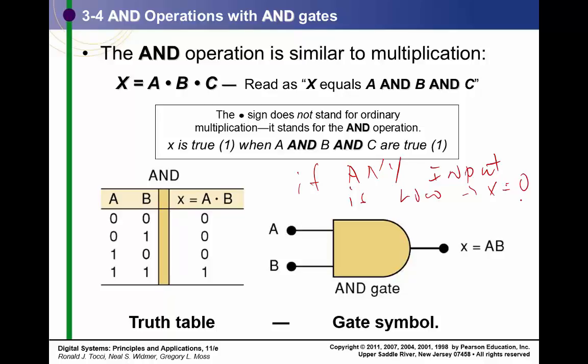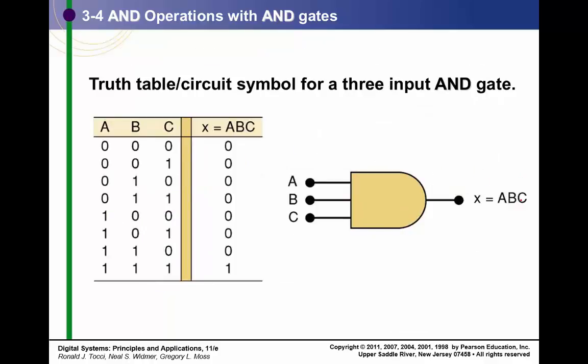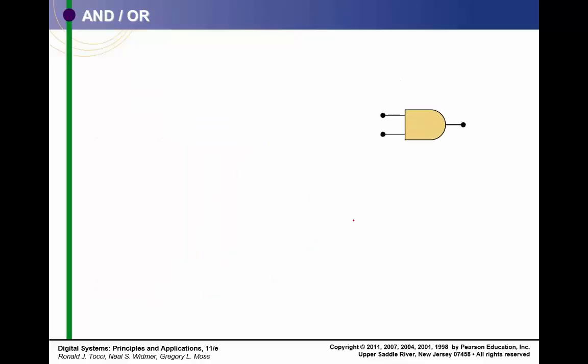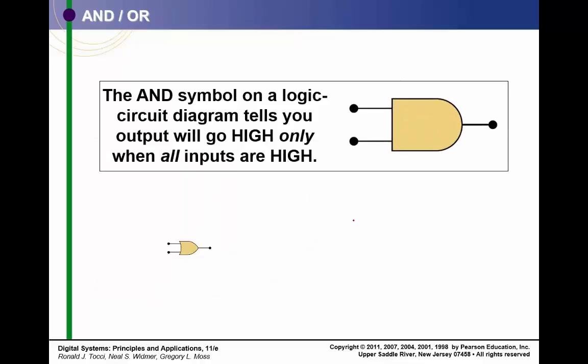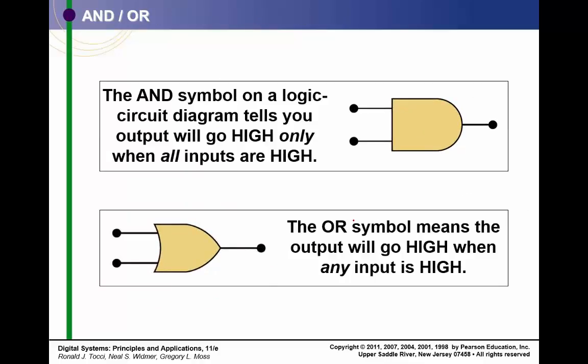We'll be looking at that later on when we look at NAND gates and NOR gates and alternate ways of drawing them. But this is a typical truth table. Notice that the only place the output is high is when all inputs are high. All inputs must be high for an AND gate. The AND gate will only go high when all inputs are high. The OR gate, any input will take it high.